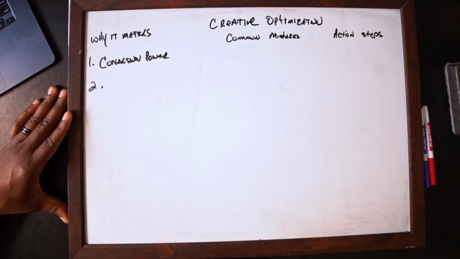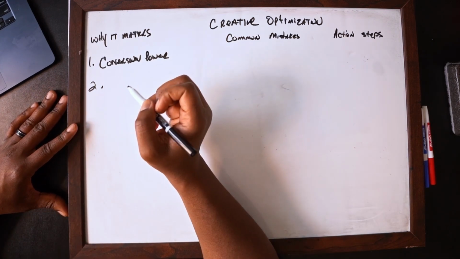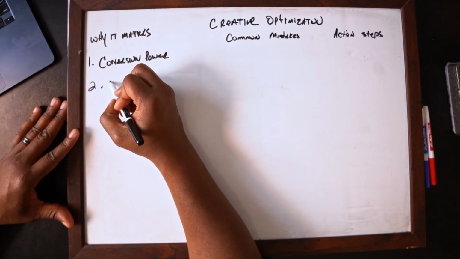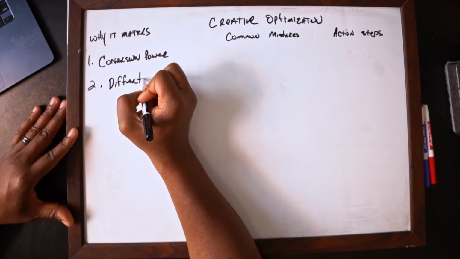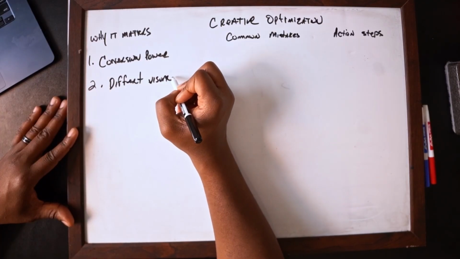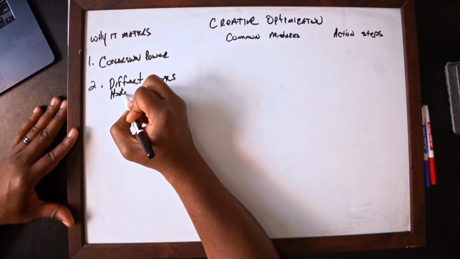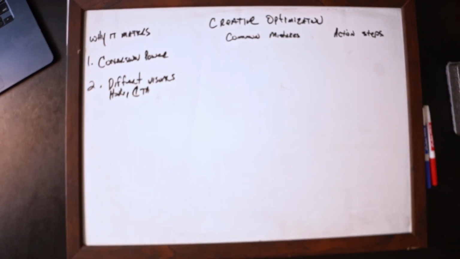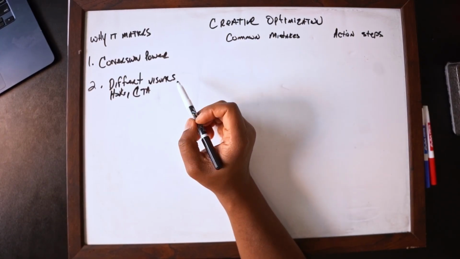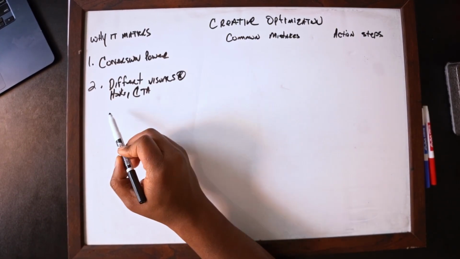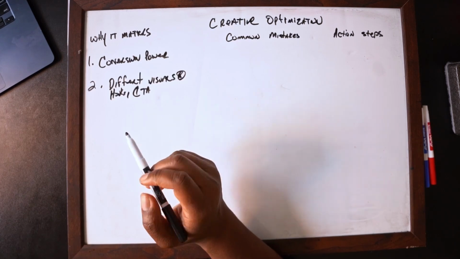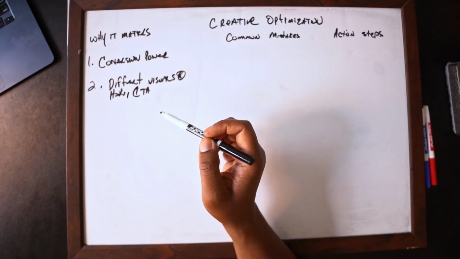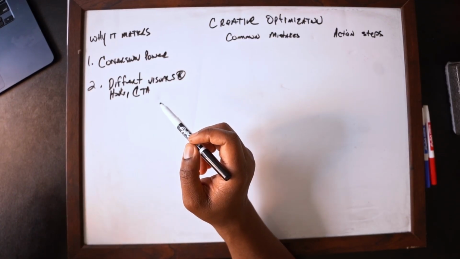Number 2, different ads respond to different visuals and hooks, and CTA. Different audiences are all going to respond to a different visual, a different hook and a different CTA. So you want to make sure that each one of your pieces of creative is engaging. You don't want to just have one that's really good and the other two that are poor.